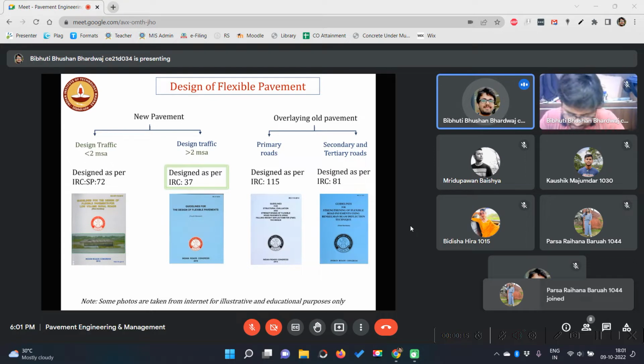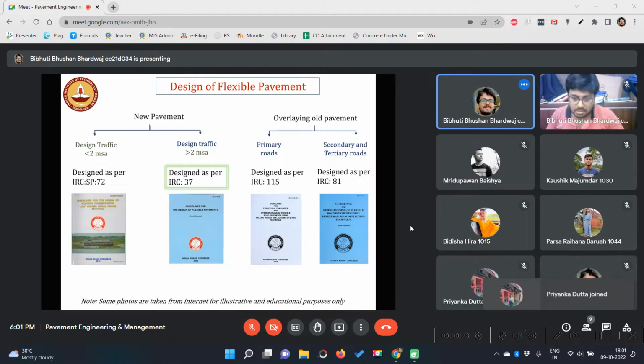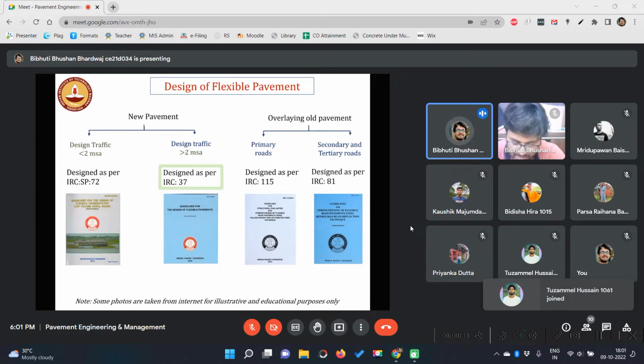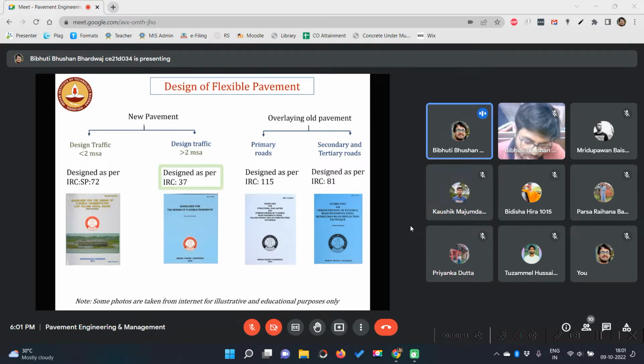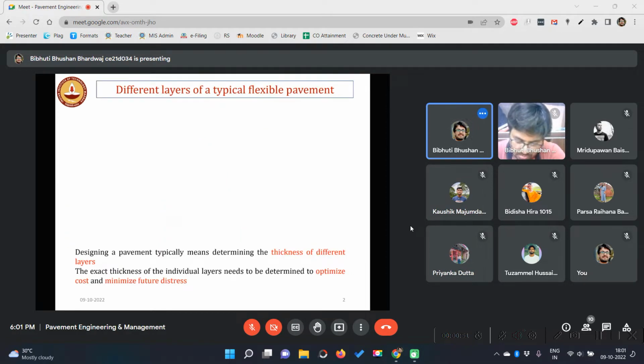So we'll start with this recap from our last class. We discussed that the IRC37 code is used when traffic is higher, and generally most roads, except for rural roads, all the other categories of roads are designed based on IRC37 only. So in order to know IRC37 in detail, you need to learn different concepts.